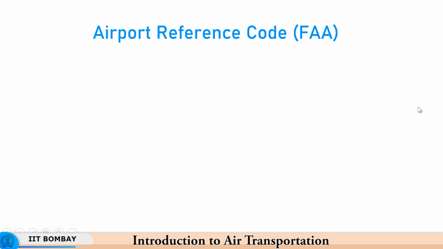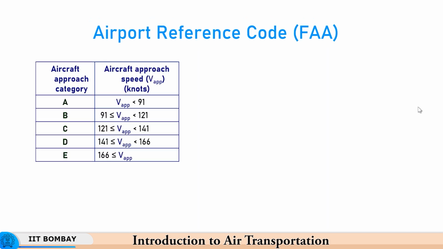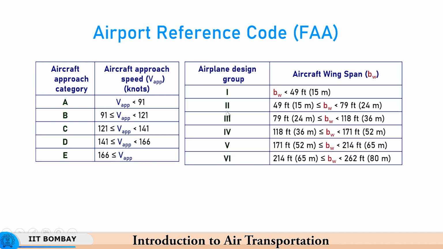Okay. As far as the FAA is concerned, they use the reference aircraft approach category from A to E depending on the approach speed. Any aircraft with approach speed below 91 knots fits into category A, and so on, and they do not expect the approach speed to be more than 166 knots. Similarly, there is airplane design group from 1 to 6 depending on the aircraft wingspan. Here also you notice that 80 meters is the upper limit for airplane design group 6.